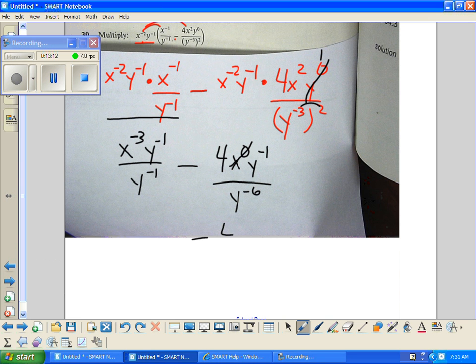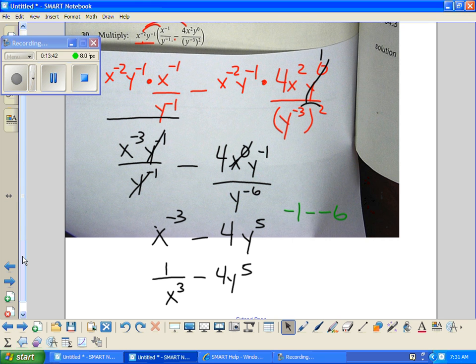I'll start with the back term. The second term, and I'll bring 6 up and get y6 and get y5. You can also do that problem by just using the quotient rule. Remember, negative 1 minus a negative 6, positive 5. On the other one, these cancel. I would think the book would answer it this way. If I ask for positive exponents on a quiz, you have to bring that to the bottom. And that's the end of the lesson.